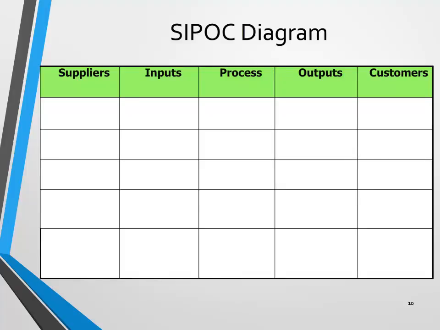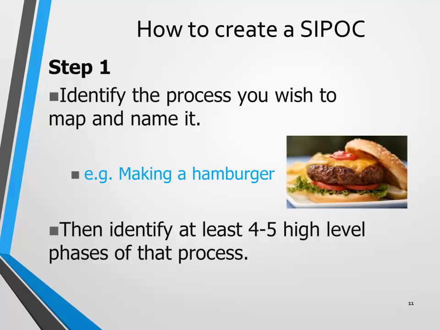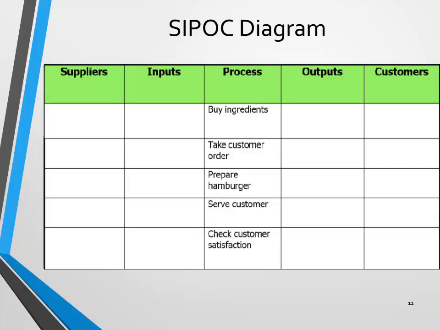Attached is a baseline SIPOC diagram. To create a SIPOC high-level process map, you first need to identify the process, and then identify 4 to 5 high-level phases or steps of that process. We're going to be looking at the process for making a hamburger. We begin with 5 steps.